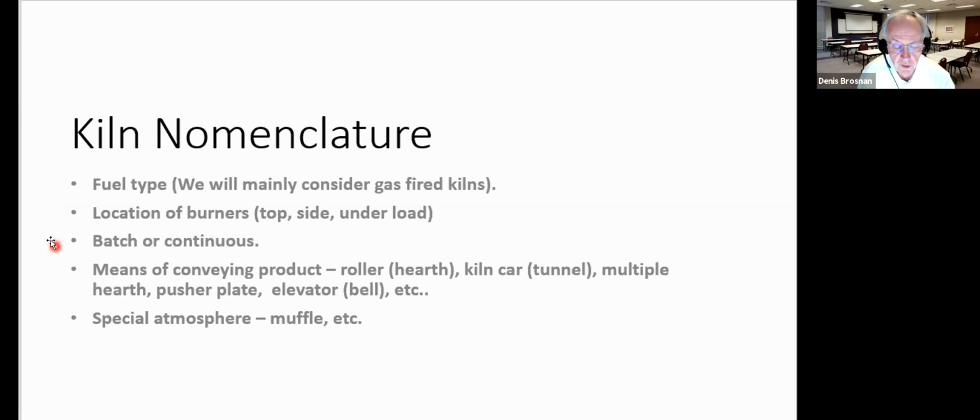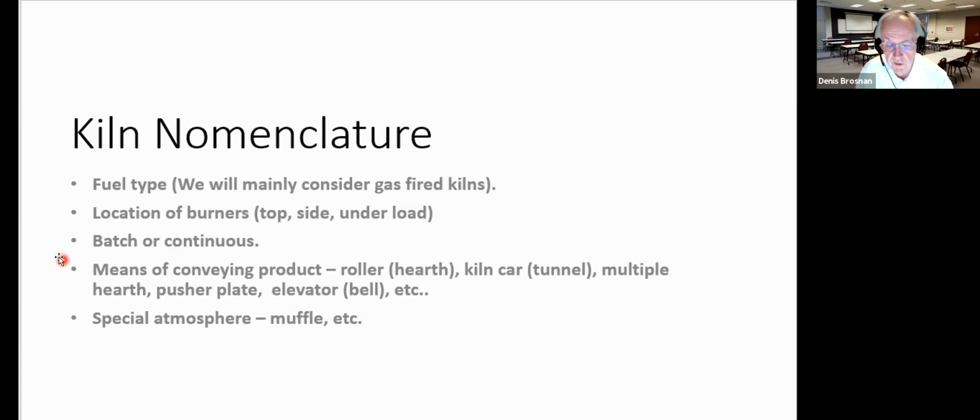Roller hearth kilns are another example of continuous kilns, where the product is conveyed by rollers through the hottest zones of the furnaces into the cooler zones of the furnaces. Of course, the conveyance becomes another way of classifying kilns. Both the tunnel kilns and roller hearth kilns I've already mentioned, but sometimes we have moving hearths on kilns, sometimes called multiple hearth kilns. Sometimes we place our product on ceramic saggers, for example, and push them through the kiln sequentially. So those are called pusher plate kilns.